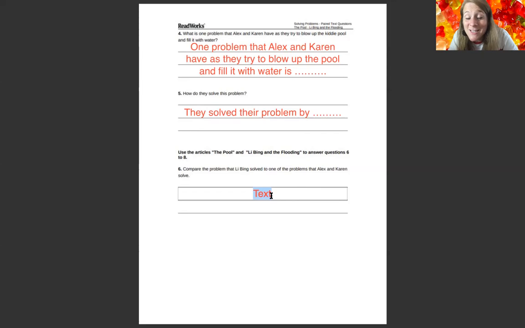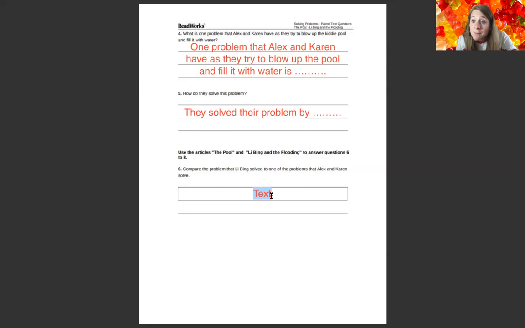Yeah, they had to investigate, okay? First, they tried to look for it. Could they see the hole? No. Then they tried to feel it. Could they feel the hole? No. Then they decided to what? Yeah, listen. So they listened for the air coming out, and then they finally heard some air coming out. So they were able to figure out where the hole was after they investigated.